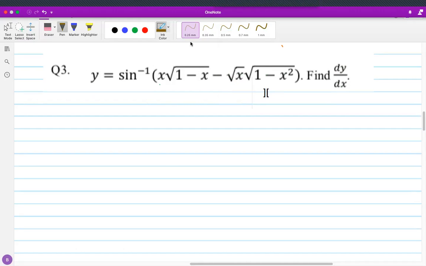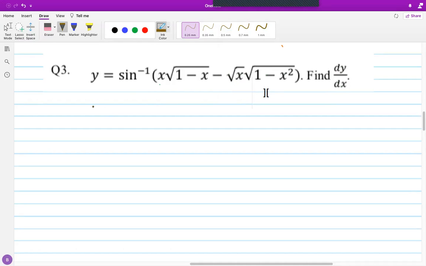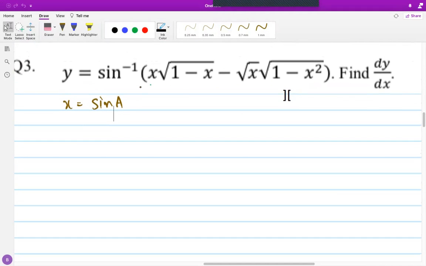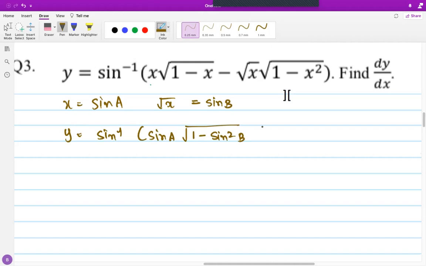So I just substitute x equal to sine A. Then root x is equal to sine B. So when I substitute, x is equal to sine A, and the square root of 1 minus sine square B, minus sine B, root x is what? Sine B, right?